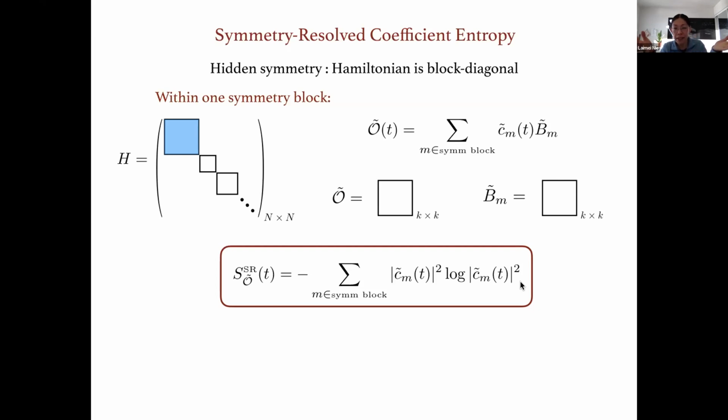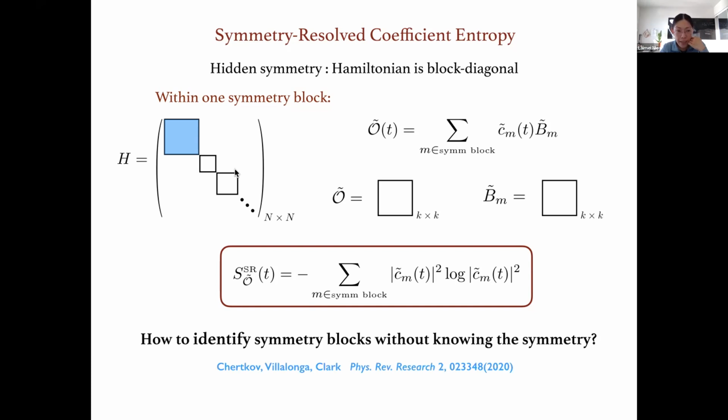So the idea is very simple, right? Because the existence of symmetry ruins the validity of coefficient entropy, now let's just mod out the symmetry and look at coefficient entropy within one symmetry block. So that's the symmetry-resolved version. It sounds simple, but the hard part is, how do you find the block diagonal structure of a Hamiltonian without knowing the symmetry? How do you do that? How can you do that?